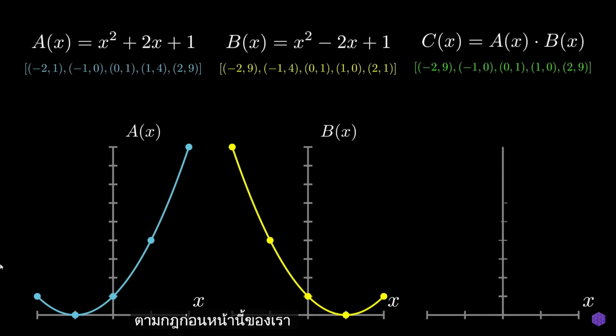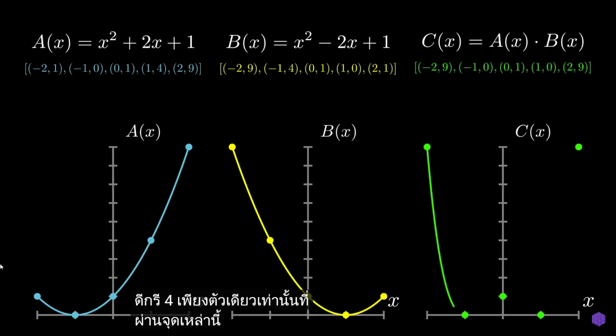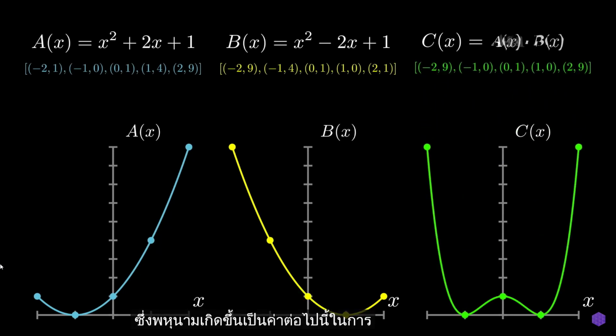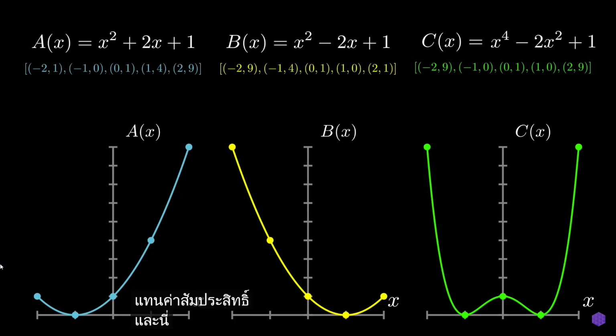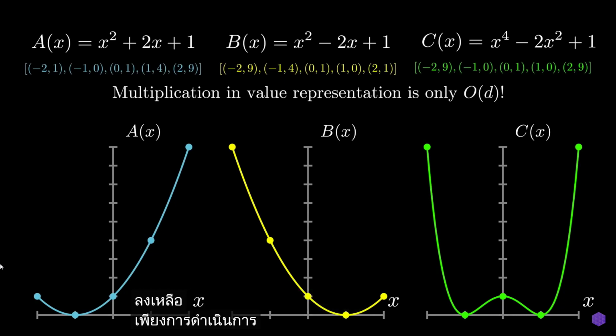Following our earlier rule, there is only one degree 4 polynomial that passes through these points. That polynomial happens to be the following in the coefficient representation, and this is indeed the product of our original a of x and b of x polynomials. With the multiplication operation being performed using the value representation, we've now reduced the time for multiplication from our original d squared operations to the order of only degree d operations.